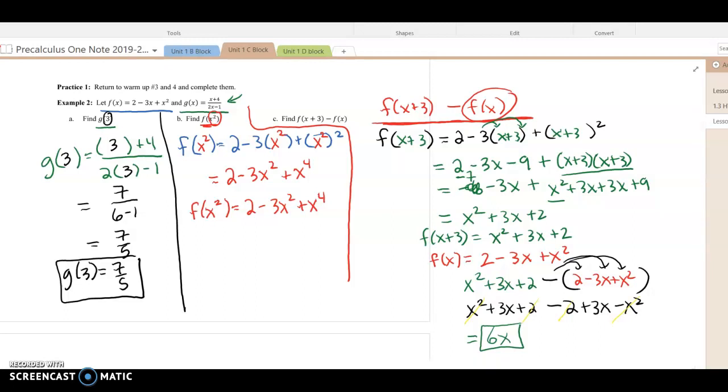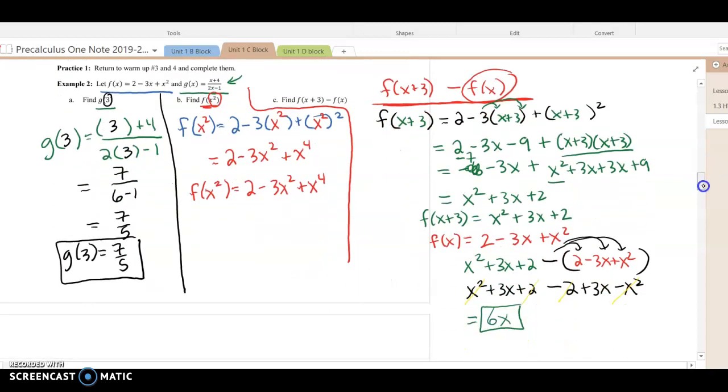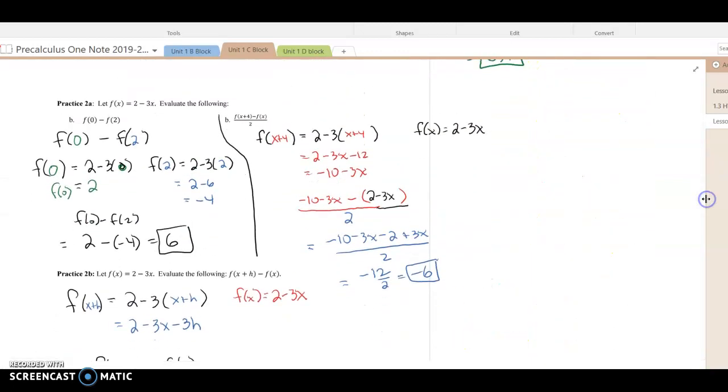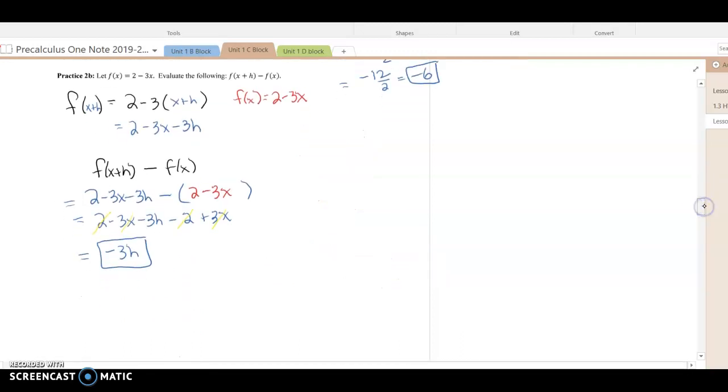Pause the video and complete practice 2A and 2B, and once you have finished them, check them. Here is the answer to practice 2A. Here's the answer to practice 2B.